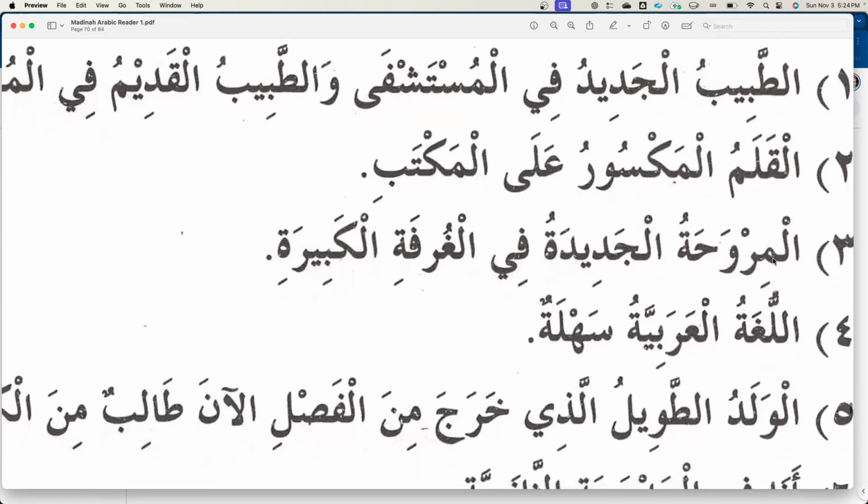New word: al-mirwaha, the fan. Rih means wind, so mirwaha is the wind generator, meaning fan. Al-mirwahatul jadida. I know what you're doing, mashallah.